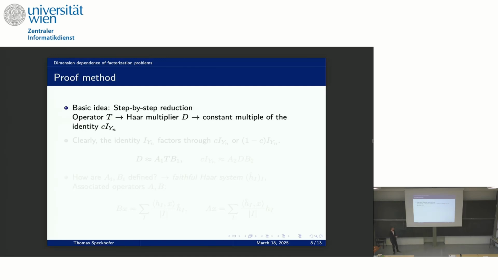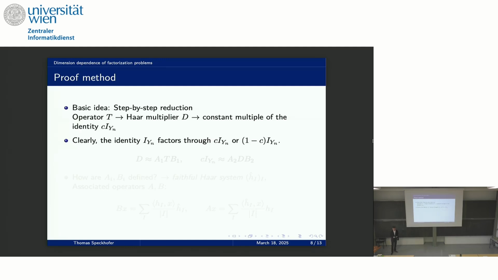That's our main goal, because once we have such a scalar operator, then it's easy to prove the desired results, because, for example, the identity clearly factors through c times identity or 1 minus c times the identity, because one of these two numbers is non-zero, so c or 1 minus c. Okay, so essentially c times the identity, that's our goal.